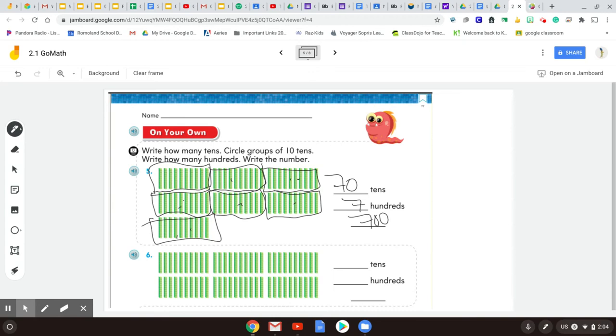Okay, number 6. Again, go through and circle all your groups of 10. One more. And I'm going to count by tens. 10, 20, 30, 40, 50, 60. 60 tens, or 600. There's 6 boxes. 1, 2, 3, 4, 5, 6. 600s, or 600.